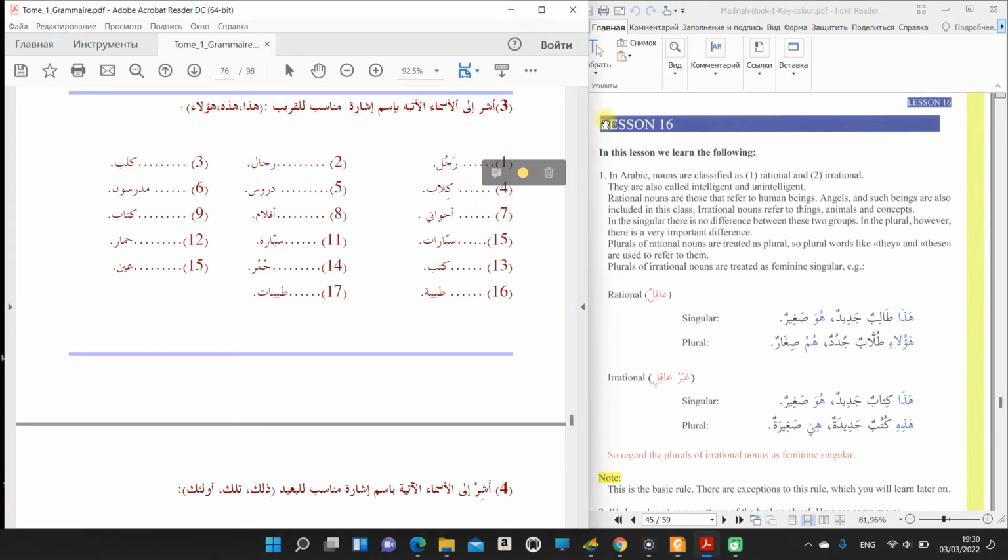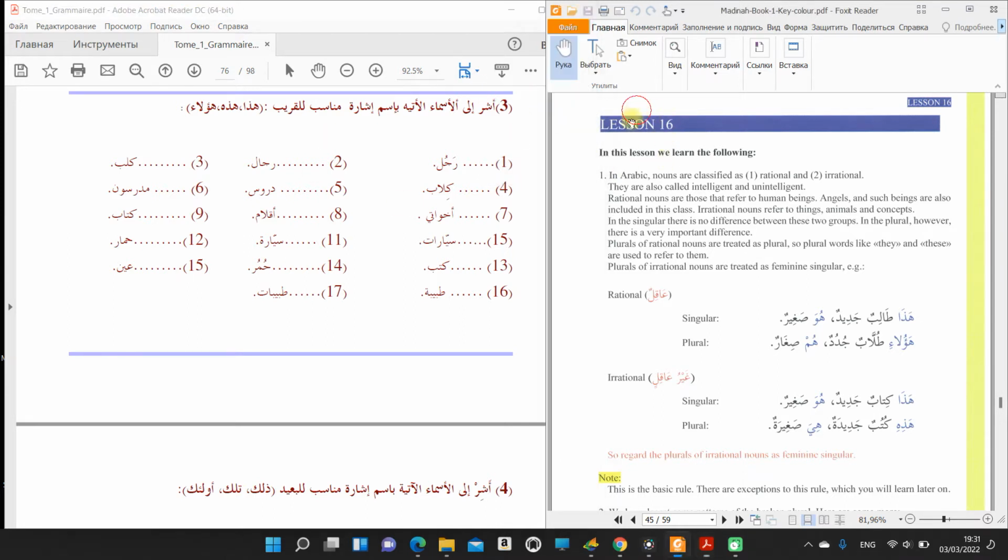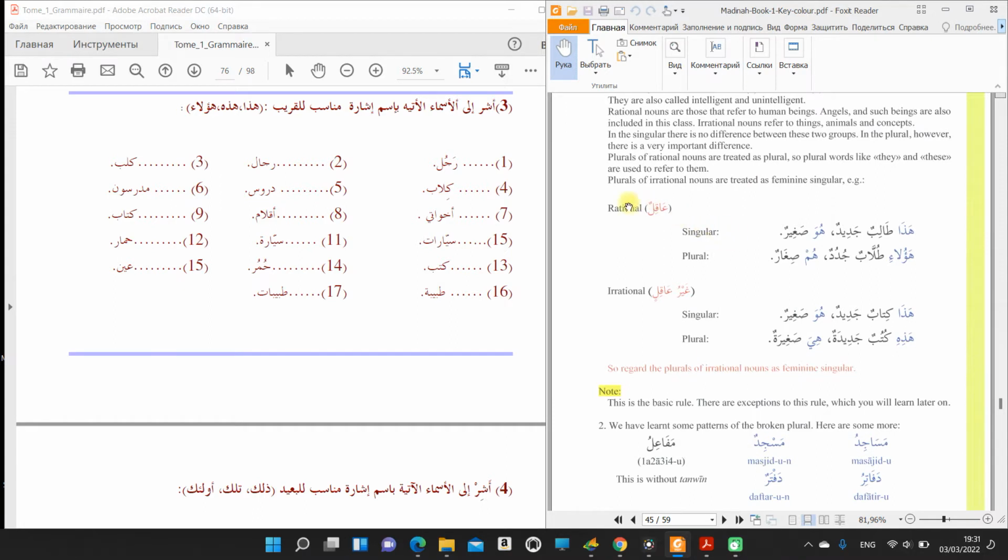Well, in this lesson, we will keep doing the exercises from the 16th lesson. What we learned in the 16th lesson is that in the Arabic language, nouns are classified as rational and irrational, or in other words, intelligent and unintelligent. And we said that there is no difference between them in the singular form, like we say, هذا طالب, هذا كتاب, هو صغير, هو صغير. But when it comes to the plural form, there is a huge difference.